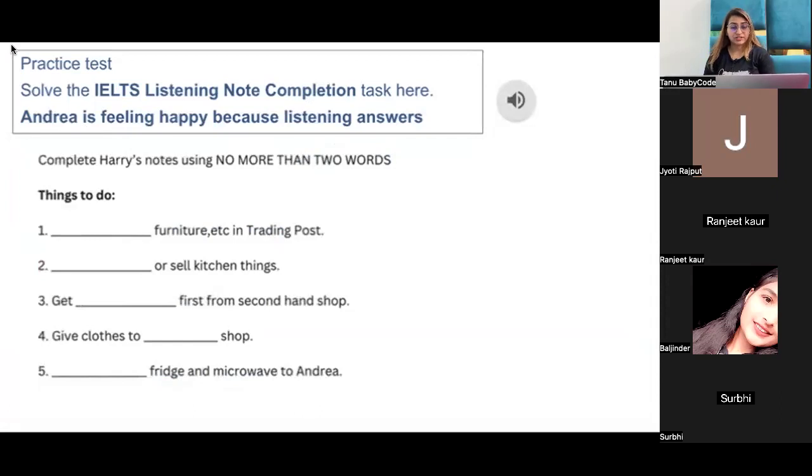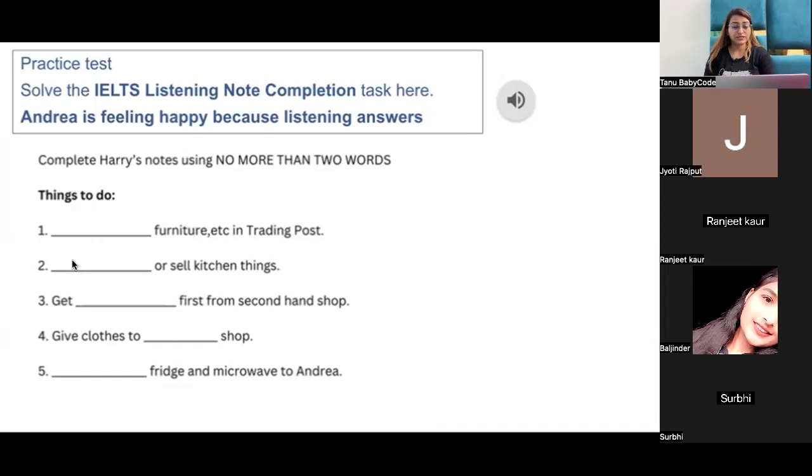First, read the questions carefully. That question says no more than 2 words. So you cannot write the third word. You are allowed to write only 1 word or 2-word answer. Okay? Yes, are you all ready? Yes, everyone? Yes, ma'am. Okay.